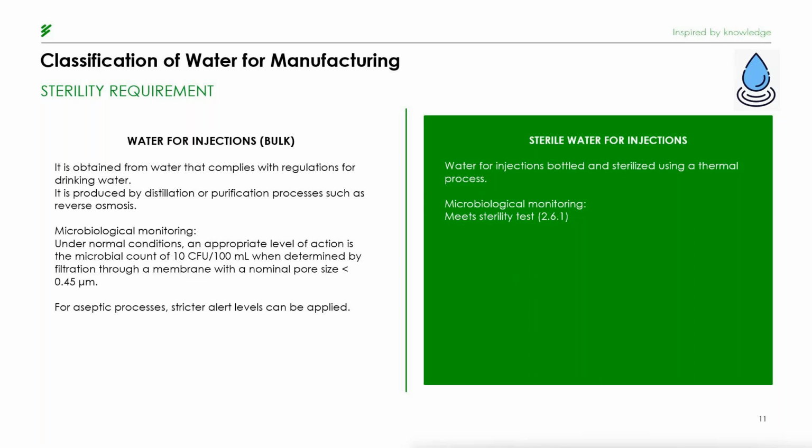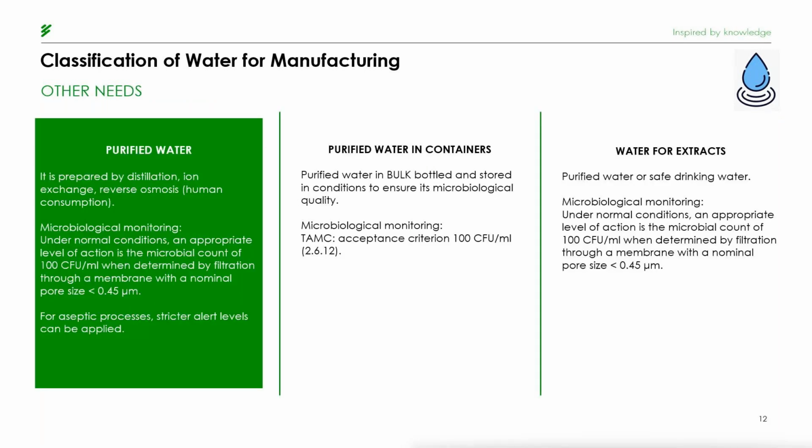We're going to move on with water for manufacturing for other non-sterile uses. First, we have purified water, prepared by any suitable method that meets the requirements of water for consumption, such as reverse osmosis, ion exchange, distillation, etc. For microbiological monitoring during production and storage, measures are taken to ensure that the microbial count, again, is controlled and monitored. And under normal conditions, the microbial count has to be of 100 CFU per milliliter when determined by membrane filtration.